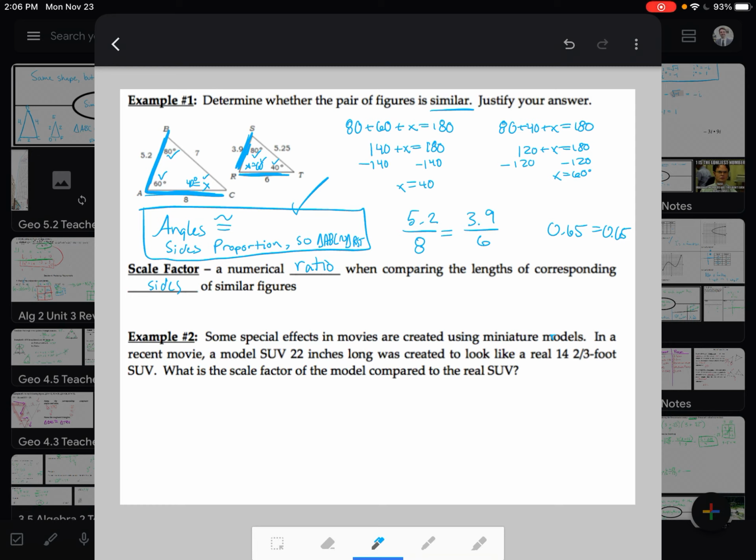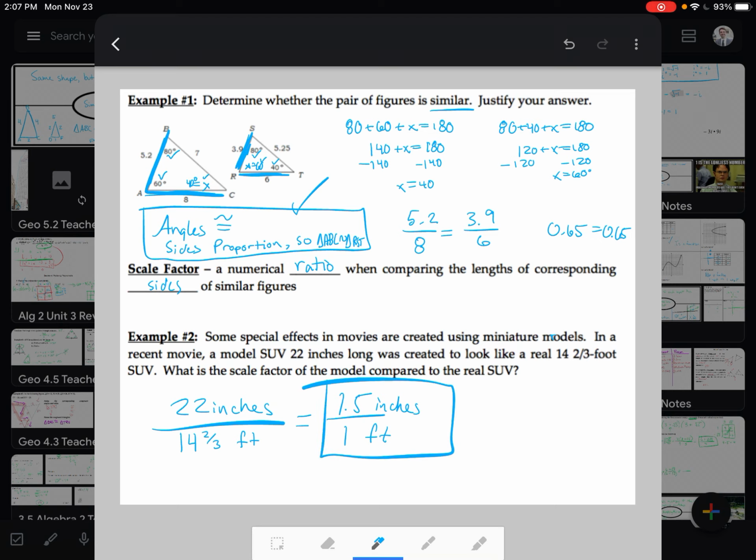So an example of this, you have like another scale model. So this isn't quite my Empire State Building example, but it's basically you have a toy car and you have a real car. So the toy car is 22 inches. And the real car is 14 2/3 feet. Well, that's basically our scale factor. The only rule for scale factor is that we do have to simplify this to be over 1. So for every 1 foot of real car, we're going to see 1.5 inches of our model car.